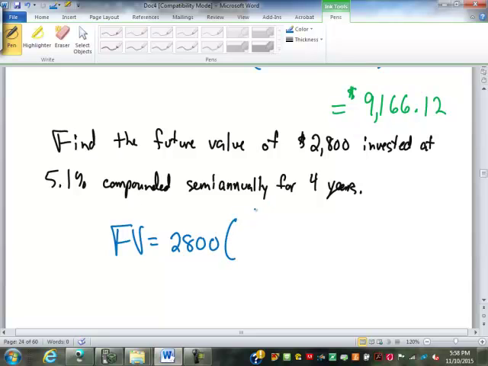times 1 plus. My rate is 5.1%, so 0.051, divided by how many periods in a year? Semi-annually means how many times a year? Say two. Two. Twice a year, so 2 periods a year. To the power of how many years? 4 times 2 periods a year. In other words, to the power of 8.